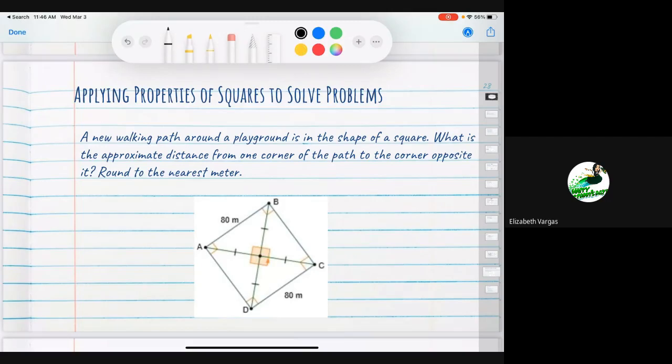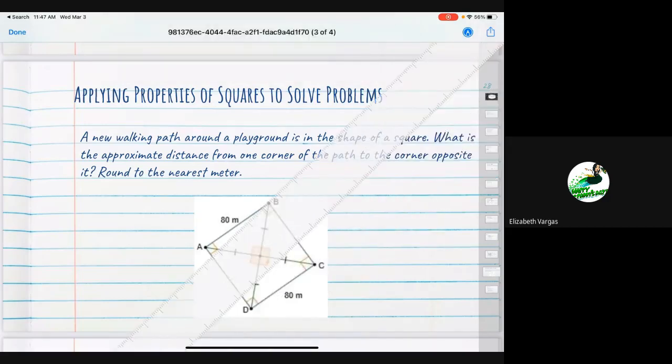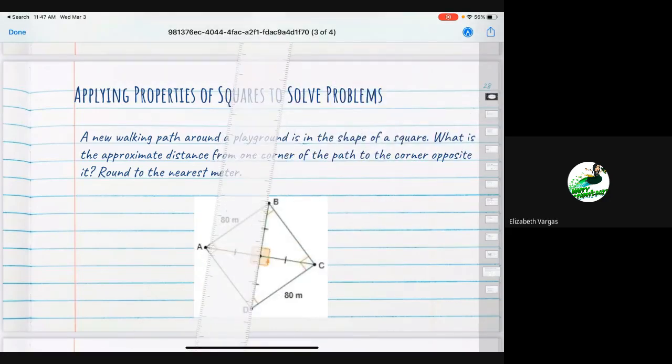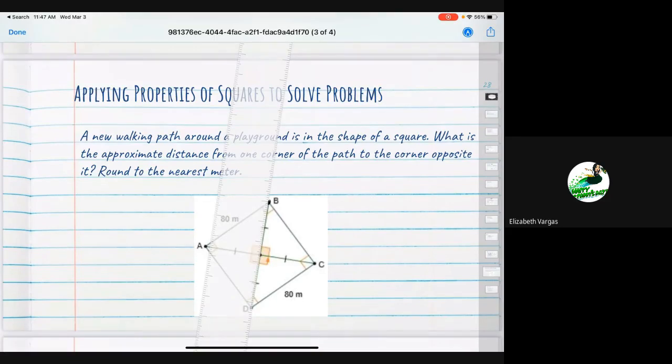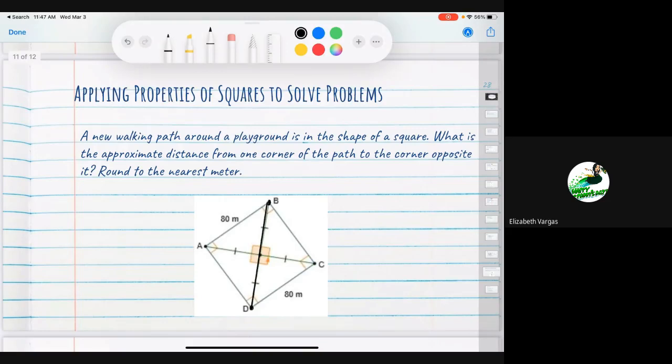So what we want to identify is basically what is the distance from one corner, say I choose corner B, to the corner opposite it, so D. So we're looking for what is the entire distance from one corner to another corner, or what is the entire distance of the diagonal, right?